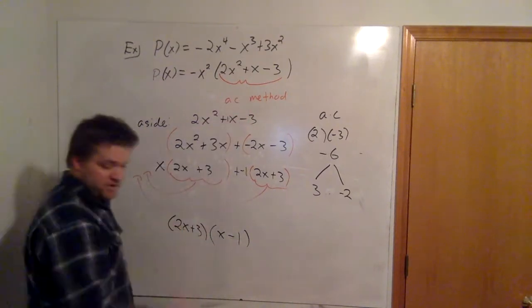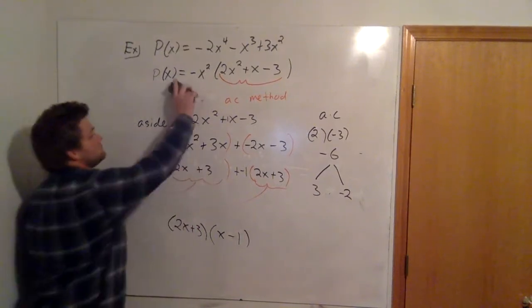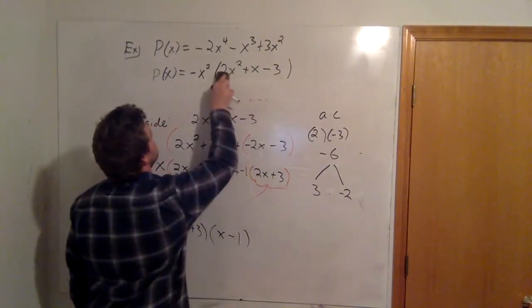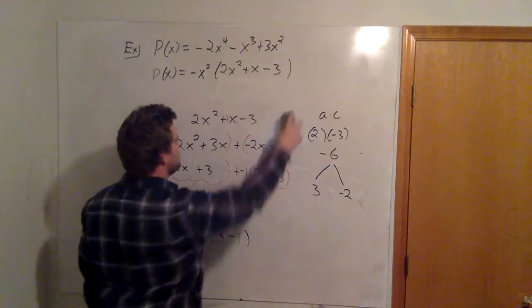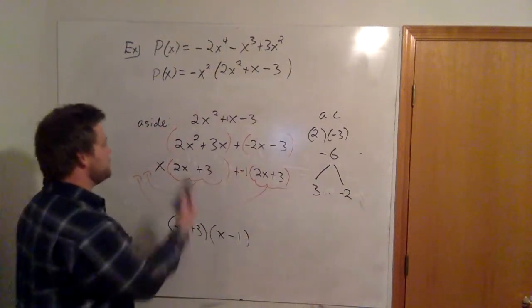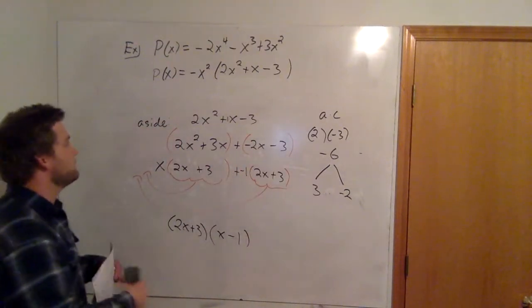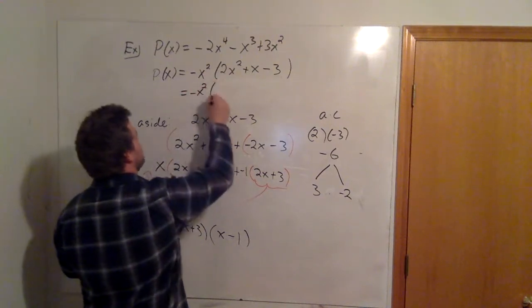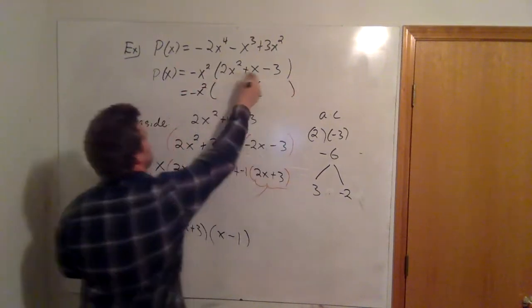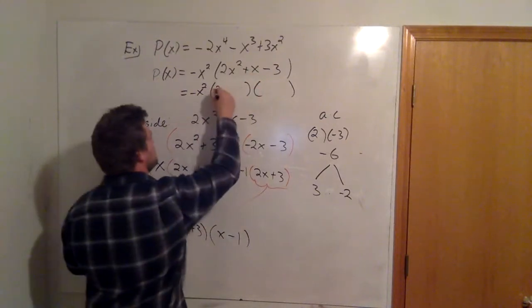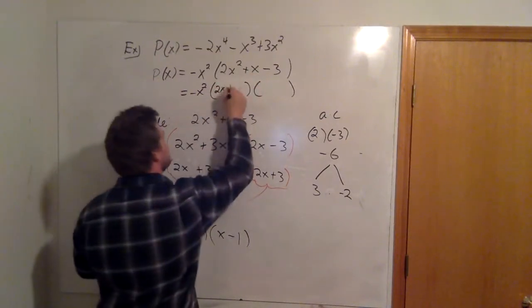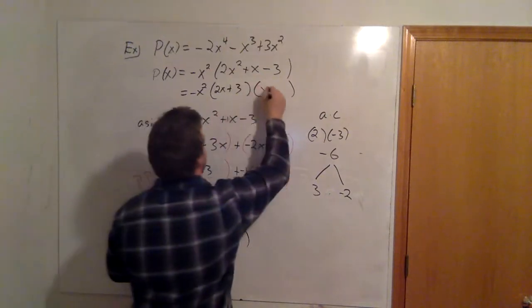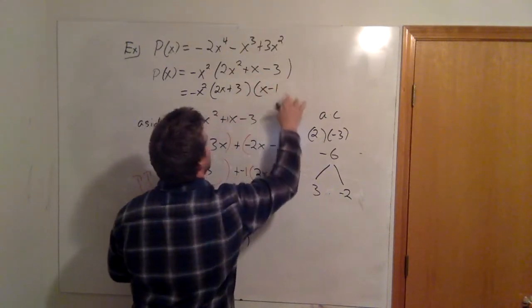Okay, let's go ahead and write that up here. This may seem like it took a while, but once you get the hang of using the AC method, you can do it much quicker. So negative x squared, and this polynomial factored to 2x plus 3 and x minus 1. Beautiful.